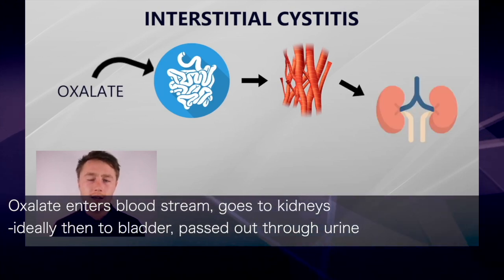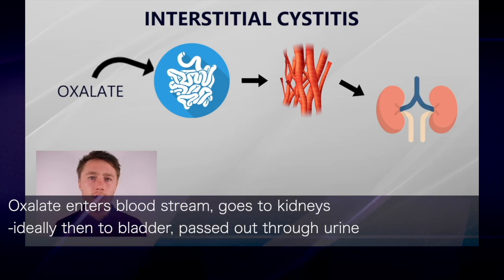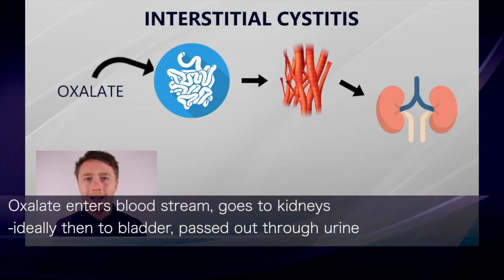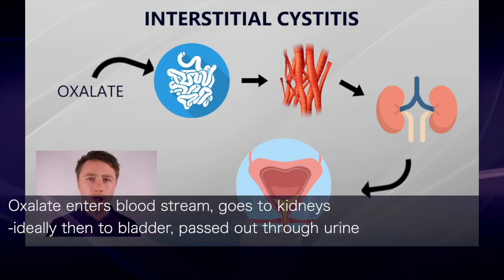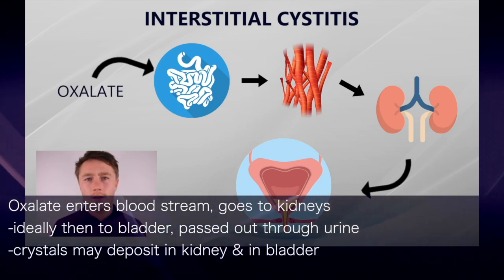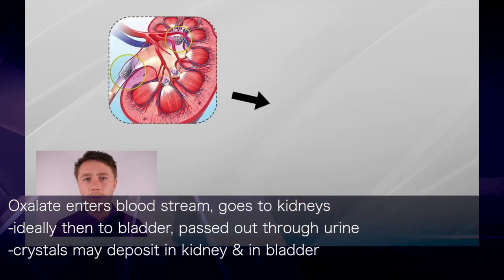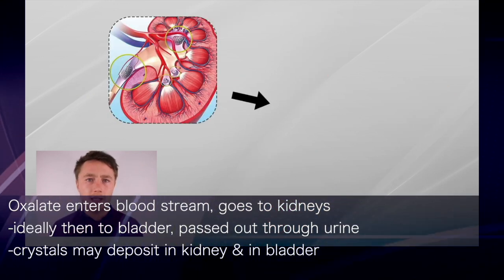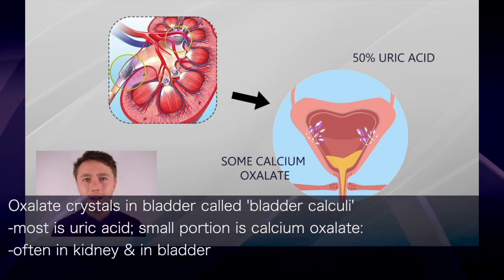When we look at how the body deals with oxalate, oxalate is absorbed into the bloodstream and it goes to the kidneys. And when it gets to the kidneys, ideally it's meant to go out through the kidneys into the bladder and then be passed through the urine via the urinary tract. Now, you can have oxalate crystals which become deposited in the kidney, but you can also have oxalate crystals which actually deposit in the bladder as well, and these are called bladder calculi.